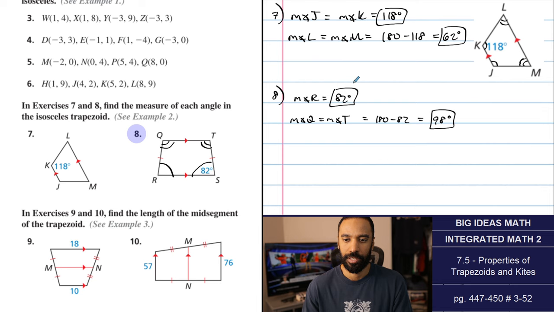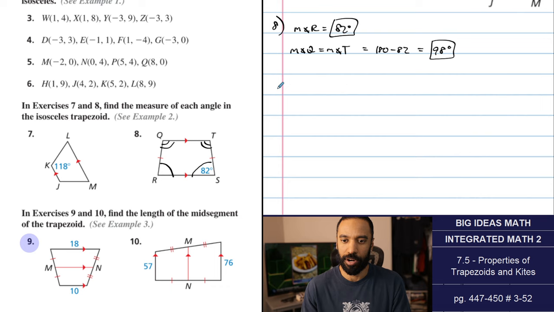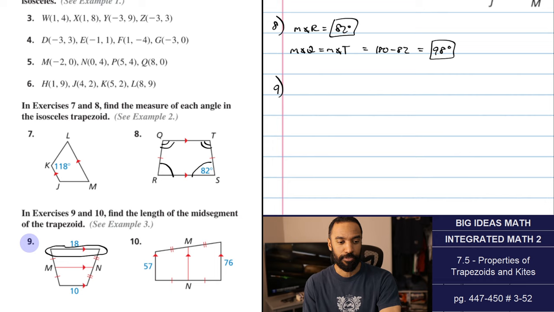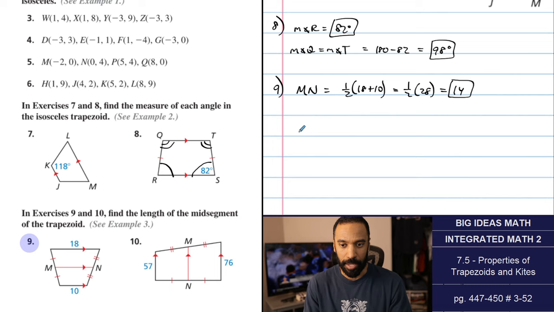All right. Numbers 9 and 10, find the length of the mid-segment of the trapezoid. Okay, so a mid-segment, once more from the lecture that we saw before, you average the lengths of your bases. We're going to average 18 and 10, also in some ways known as a midpoint. So this answer is going to be 14. Let's take a look. If I did the straight-up formula, half of 18 plus 10, which is half of 28, which is 14 units in length. That's how mid-segments roll for trapezoids.